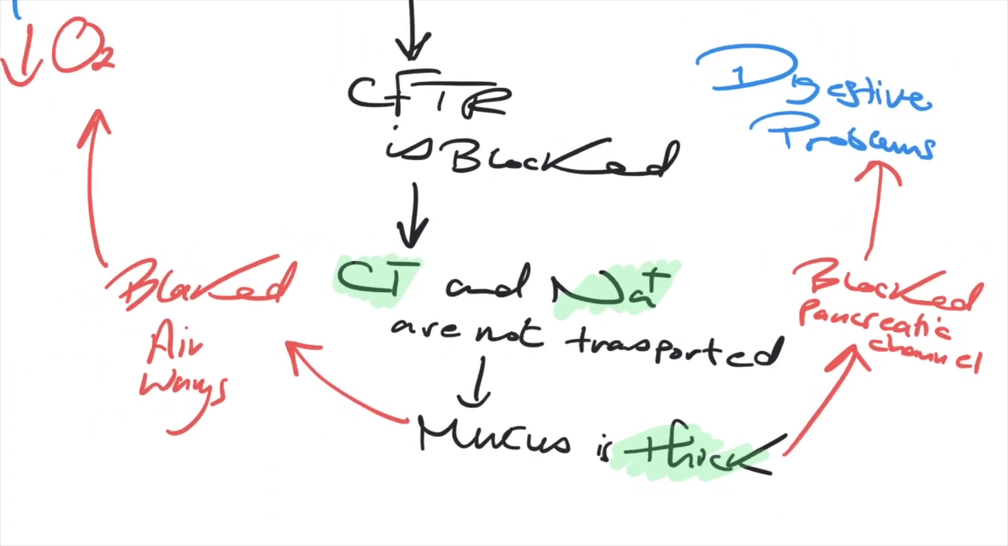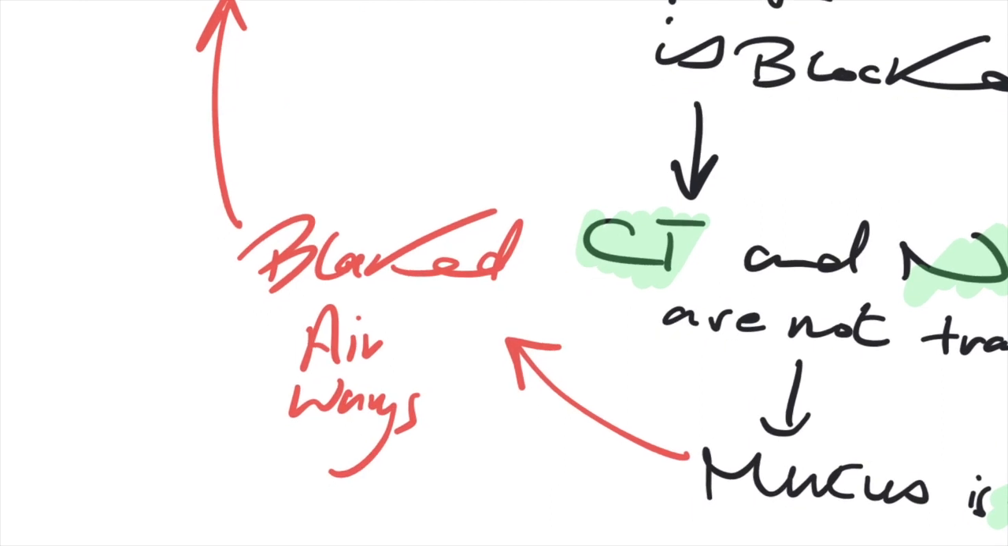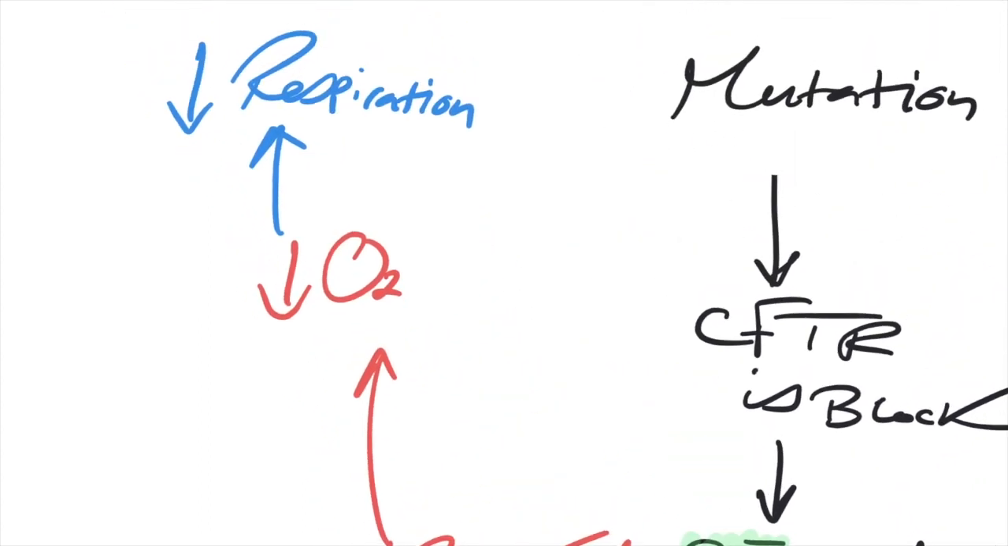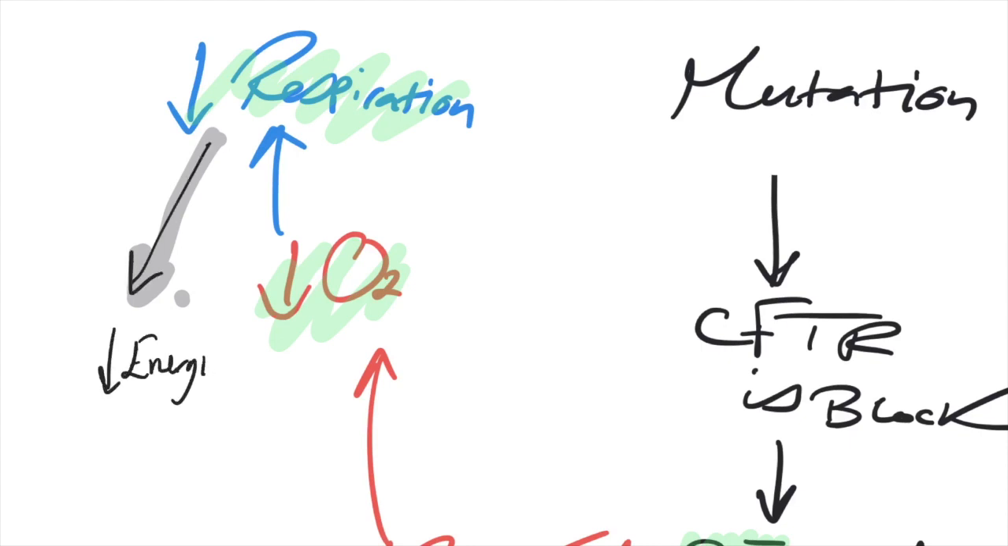Having a thick mucus causes two consequences, one of which is blocked airways like the trachea and the bronchi, and this results in lack of oxygen and lack of respiration. Now, respiration is the way we release energy, so there will be less energy released, and with less energy, that will explain the patients being always tired, and that explains why they are breathless.